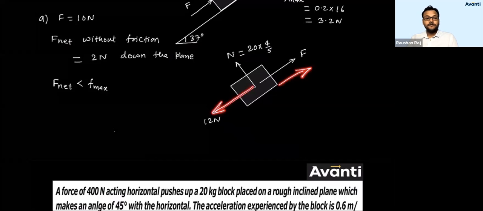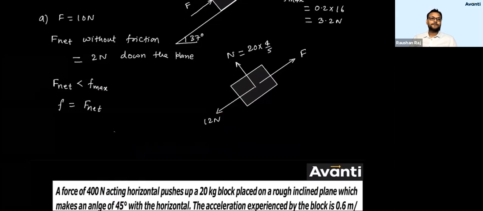But what will be the value of friction? Since net force is less than 3.2, less than F max, I would say friction f will be equal to F net. This is the beauty, the interesting nature of static friction: if external force is less than the maximum friction force possible, then friction force will be equal to the external force so that the block will not move.